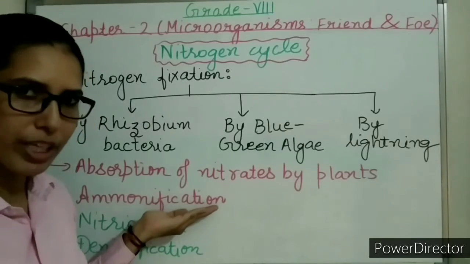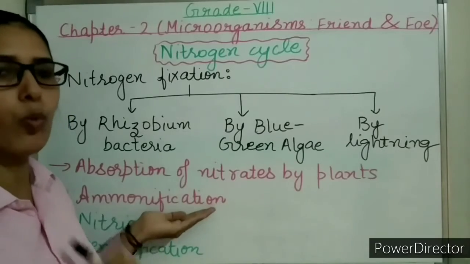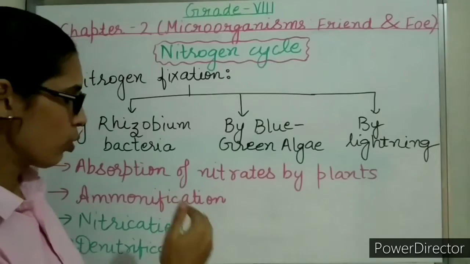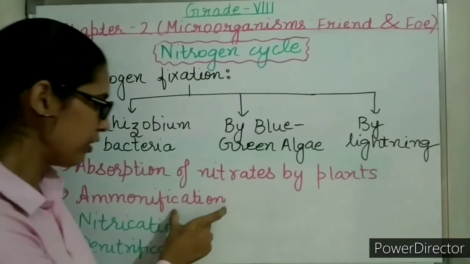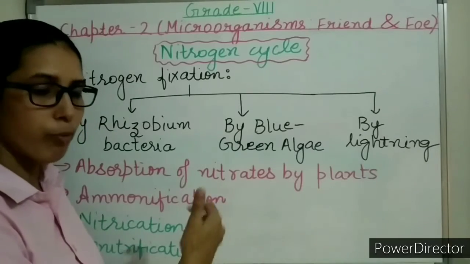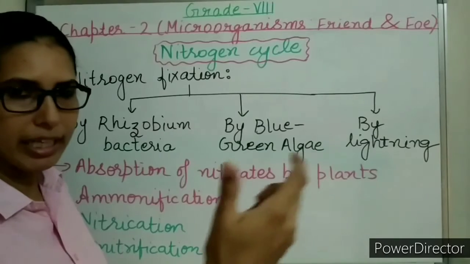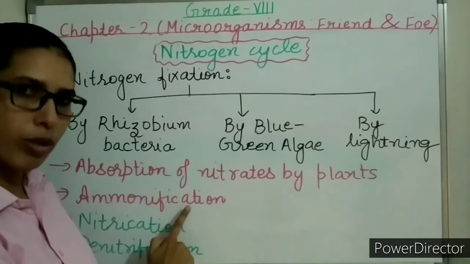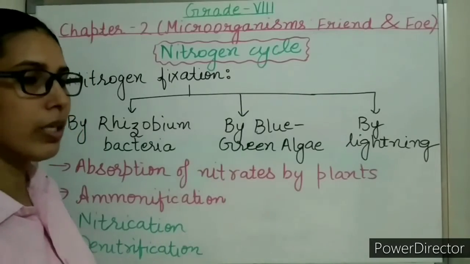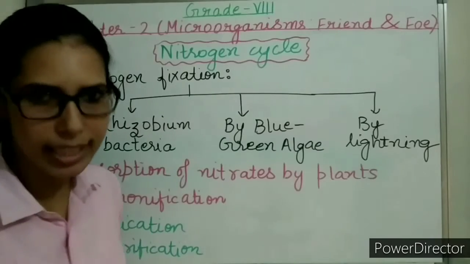The next step is ammonification. What happens in this? Protein from the dead plant and animal matter is converted into ammonia by ammonifying bacteria. Okay. So what is the next step? Now the next step is nitrification. In this step, we have got protein from dead and decaying plant and animal matter converted into ammonia. The next step is nitrification. In this, the ammonia is converted into nitrites and nitrates by nitrifying bacteria.